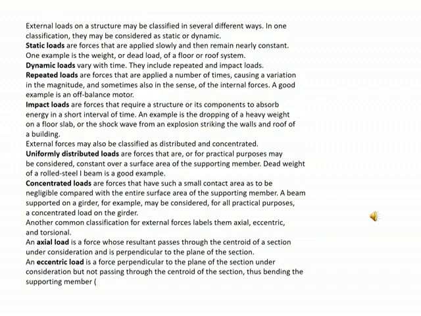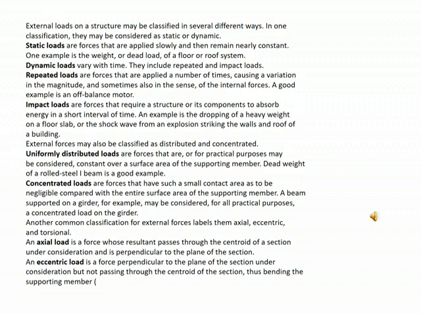Another classification for external forces is axial, eccentric and torsional. An axial load is a force whose resultant passes through the centroid of the section under consideration and is perpendicular to the plane of the section. So axial load is the force whose resultant passes through the centroid of the section under consideration and perpendicular to the plane of the section. So this is an axial load.